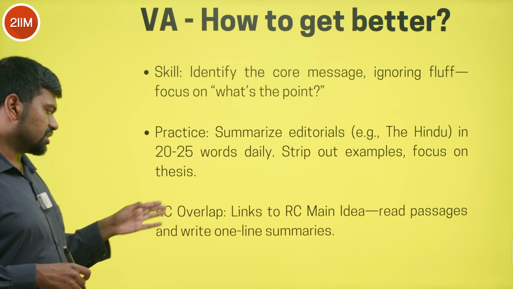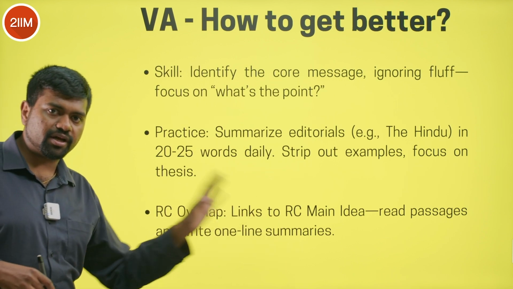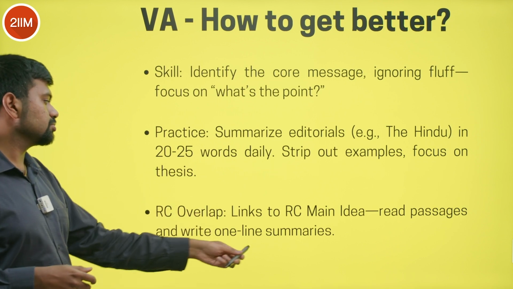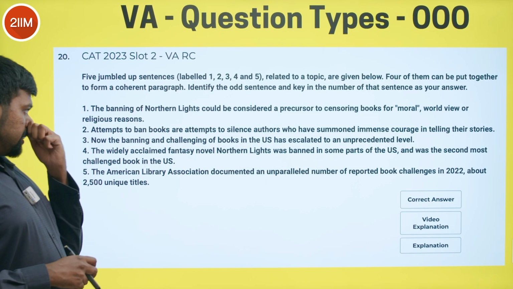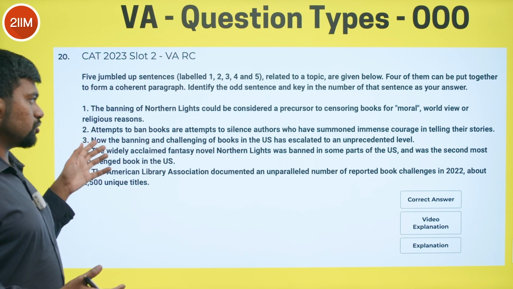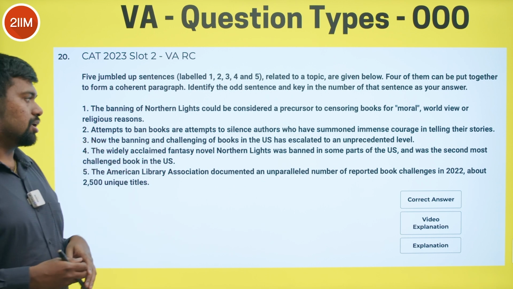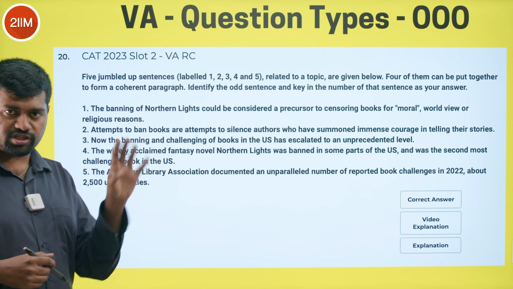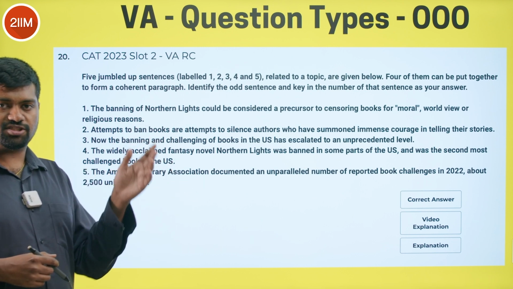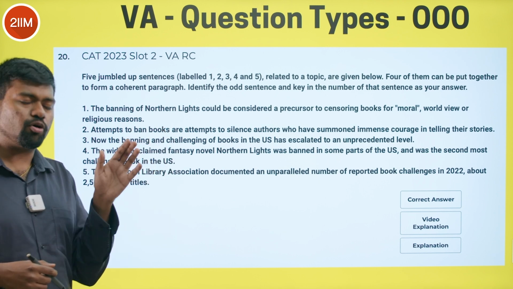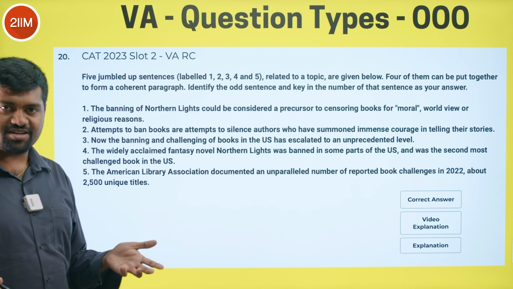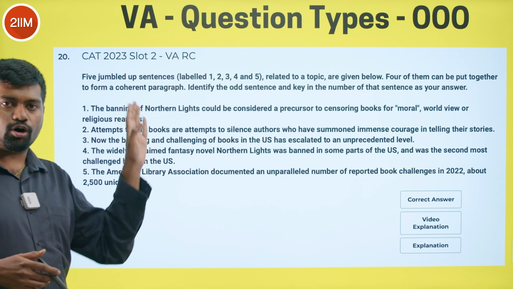And like I said, there's an RC overlap here. It links to the main idea. The RC main idea exercise is what it links to. Now these type of questions are called odd ones out. Very similar to para jumble. Para jumble gives you 4 scrambled sentences and asks you to form a coherent passage, or paragraph rather. These give you 5 sentences usually, and you have to pick the odd one out.